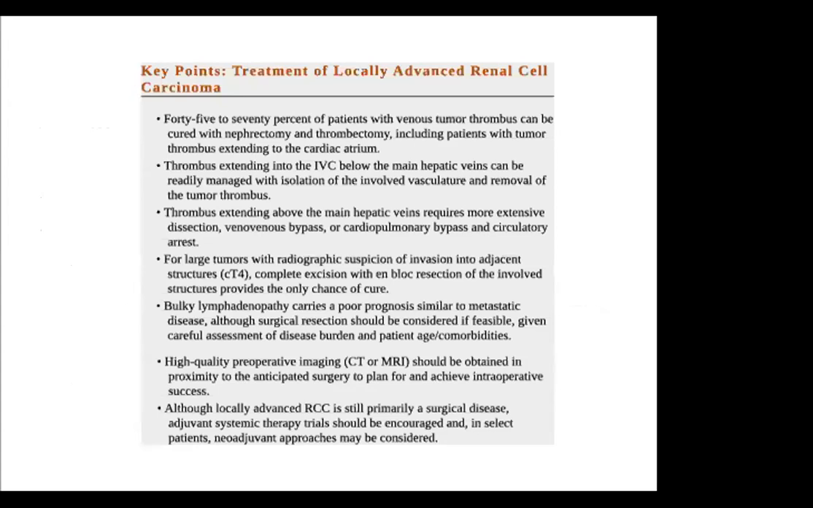40 to 70% of patients with venous tumor thrombus can be cured with nephrectomy and thrombectomy, including patients with tumor thrombus extending to the cardiac atrium. They can be managed with isolation of the involved vasculature and removal of the tumor thrombus. Tumor thrombus extending above the main hepatic veins requires more extensive dissection, veno-venous bypass, or cardiopulmonary bypass and circulatory arrest. For large tumors with radiographic suspicion of invasion into adjacent structures, or T4, complete excision with en bloc resection of the involved structures provides the only chance of cure.